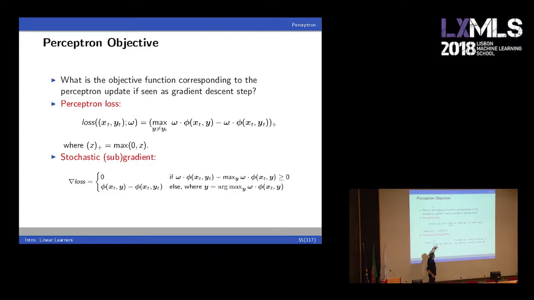So the update we are doing for this objective is the negative of the gradient, and the negative of the gradient is minus the feature representation of the predicted example plus the feature representation of the correct example. And this is exactly the gradient of this objective here. So it's just a way of rephrasing the perceptron algorithm as an algorithm that takes an objective function, takes its derivative, and then does a step in the negative direction of this gradient.